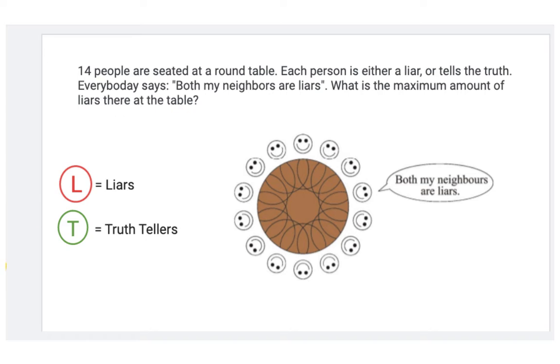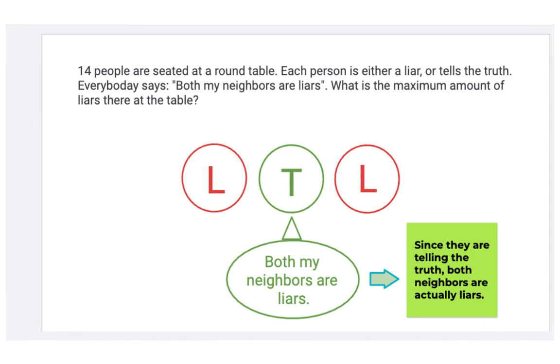Okay, so what we're going to do is that the red L's represent liars and the green T's represent truth tellers. So, as you can see, everybody at the round table says, "Both my neighbors are liars." Okay, so let's go ahead and start. We have 2 rules. Actually, 3.